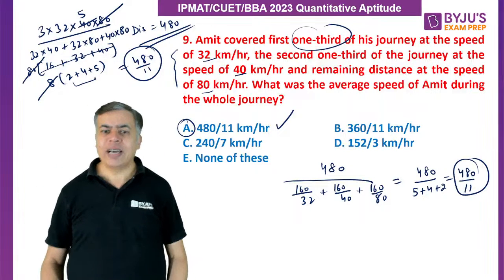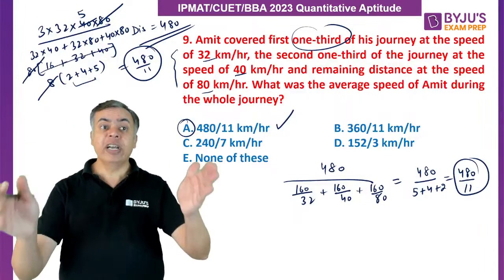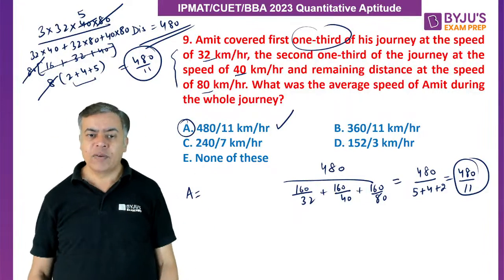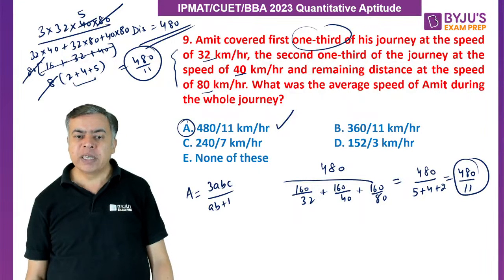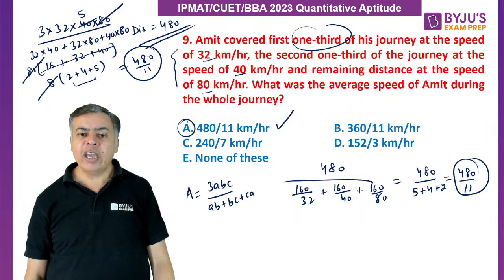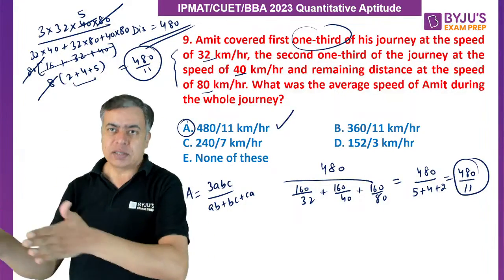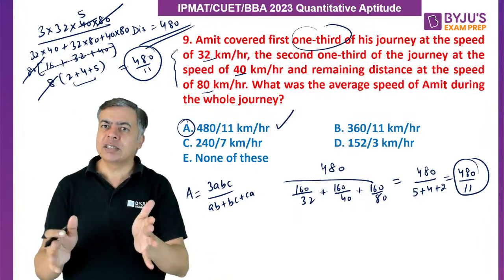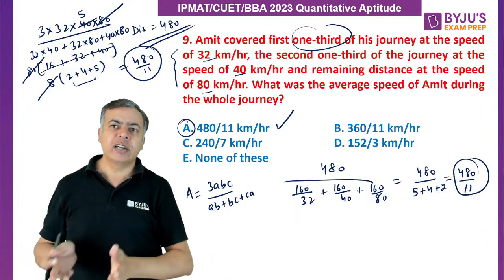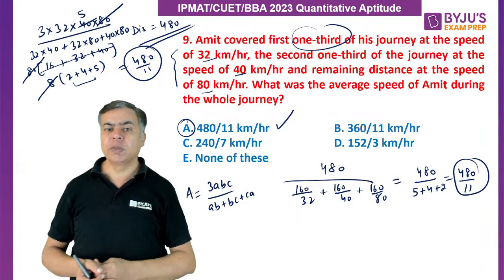You can apply the direct formula for average speed when the distances are all constant. There are 3 distances and all are the same. The formula is 3abc over ab plus bc plus ca, where a, b, c are the speeds in the different parts. First 1/3 distance at speed A, next 1/3 distance at B, next 1/3 at C. Your average speed is 3abc by ab plus bc plus ca.